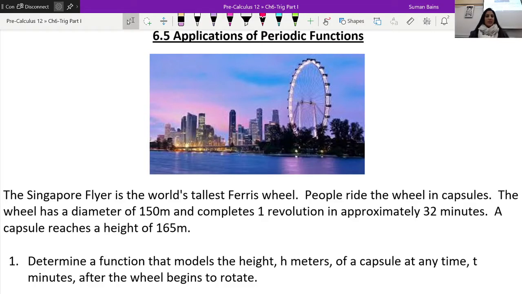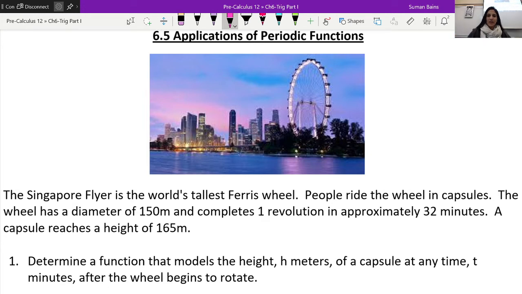Okay, so hopefully you've had a chance to copy this down by now. It says the Singapore Flyer is the world's tallest Ferris wheel. People ride the wheel in capsules. So this is basically an image of what it looks like. The wheel has a diameter of 150 meters.